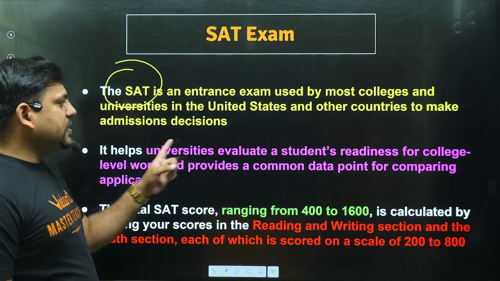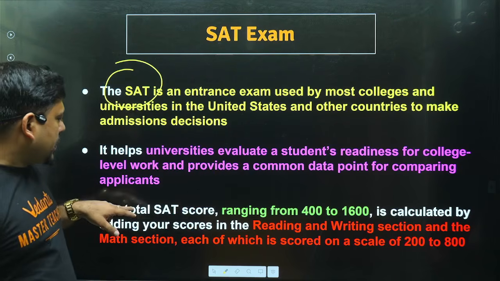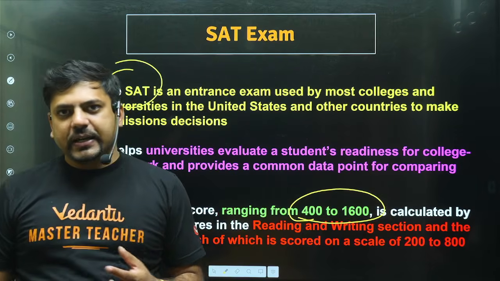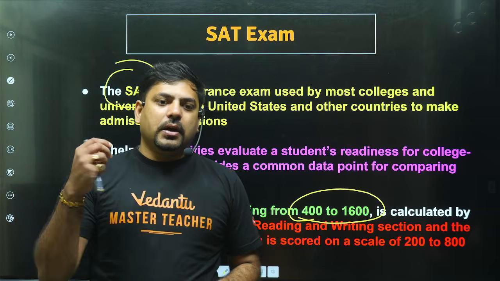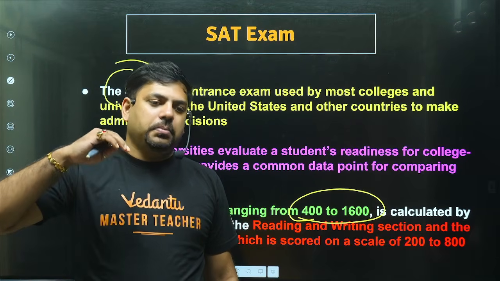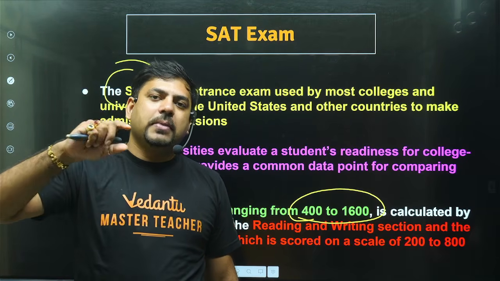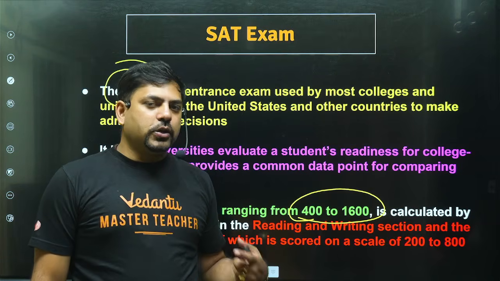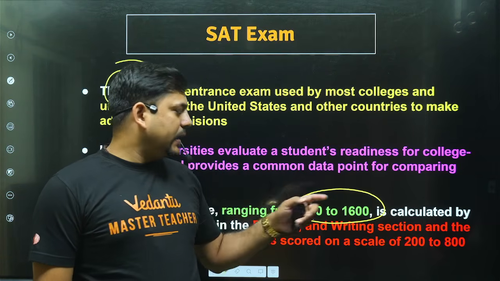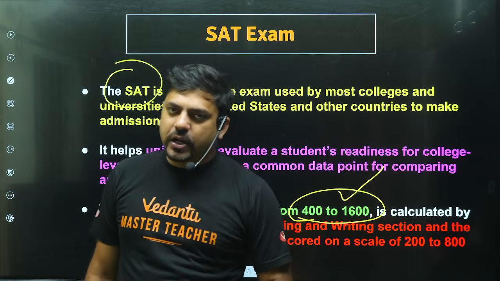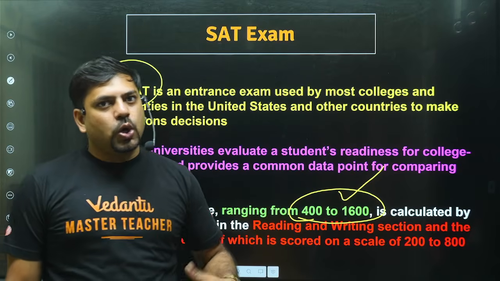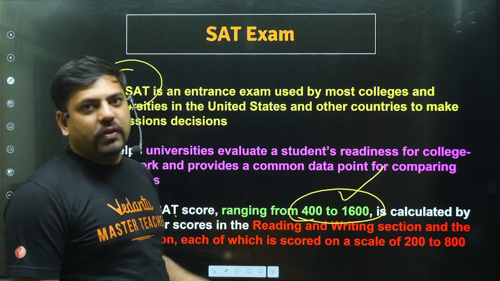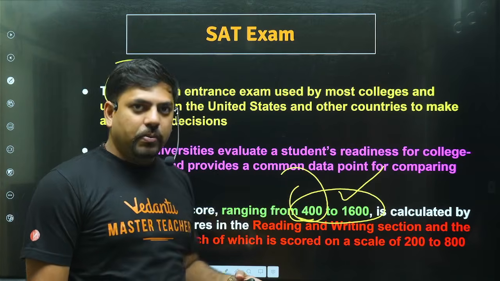Now here, universities evaluate students' readiness on this. The total SAT score ranges from 400 to 1600. Now what does this mean? Basically in the SAT examination, as the toughness of the question goes up, the marks of that question increase. So if you keep on answering correctly, the questions will keep increasing in level, and hence the maximum scale is 1600. But if you keep on answering questions wrong, they become easier, and once they become easier, the marking will reduce, and hence the minimum score will be 400.